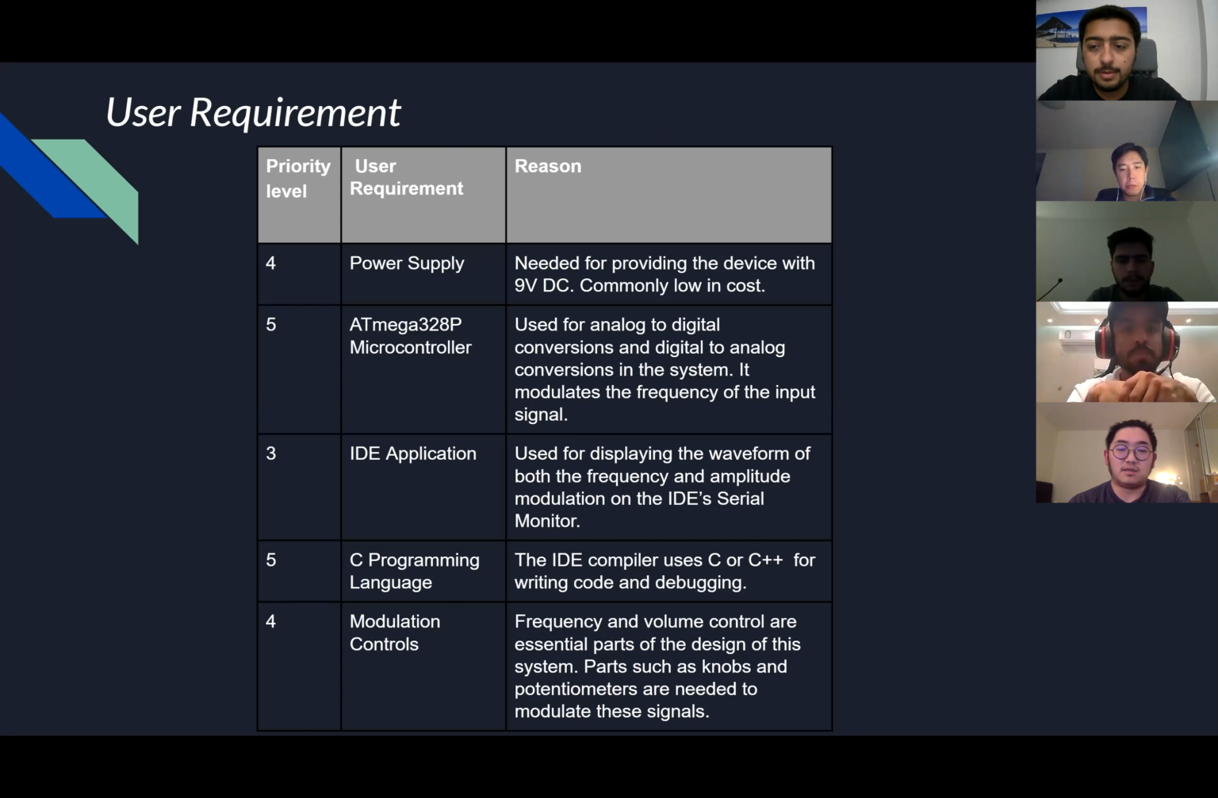For the Arduino IDE, the priority level is 3, since it is used for displaying the waveform of both the frequency and the amplitude modulation on the IDE serial monitor. For the C language, the priority level is 5 because the IDE compiler uses C for writing code and debugging. For the modulation controls, the priority level is 4 because the frequency and value control are important for the system. By adjusting the potentiometer, the signal of frequency and amplitude can be adjusted.